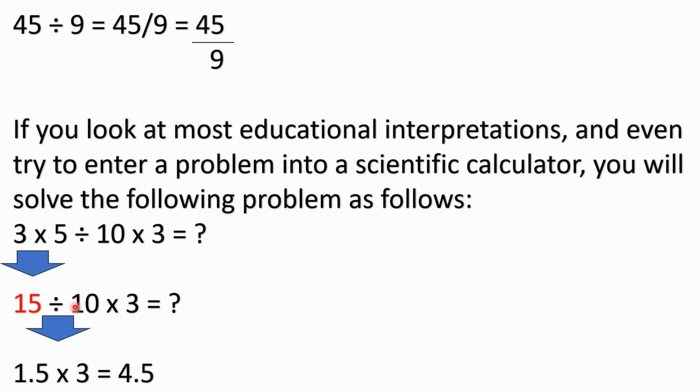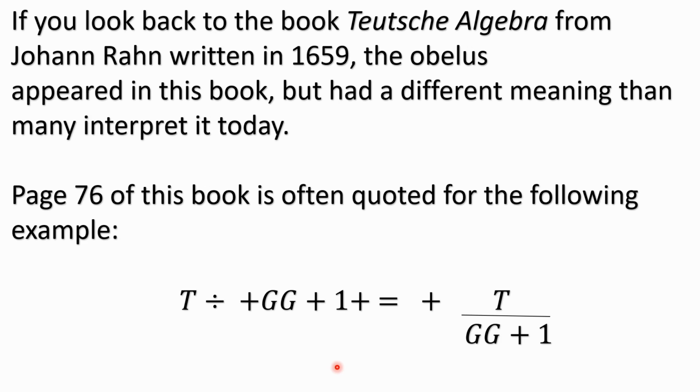When we're looking at it right here, it's 15 divided by 10. It's not 15 divided by 10 times 3, or 15 divided by 30. However, if you look back to the book Deutsche Algebra from Johann Rahn, which was written back in 1659, the obelus appeared in the book, but had a different meaning than a lot of people interpret it today.